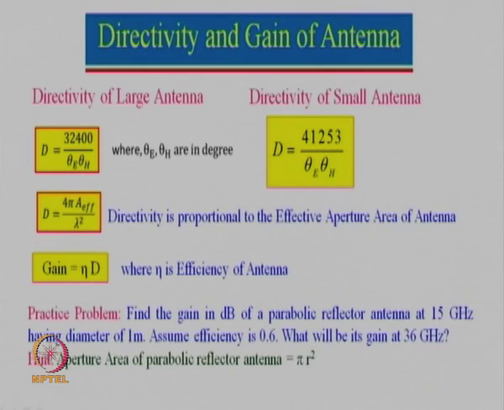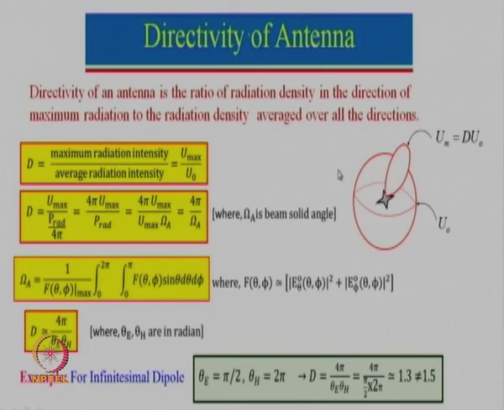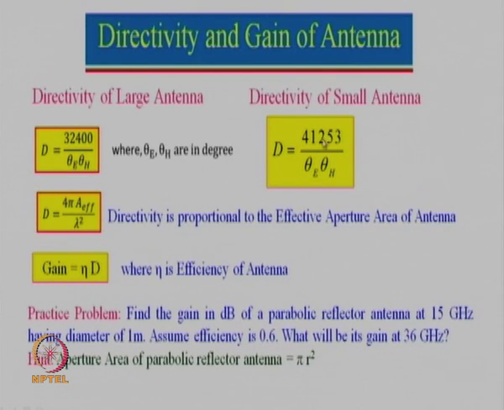So, for small antenna we can use the same expression, which is 4 pi theta e theta h, where theta e, theta h are in radian, but now they are converted in degree. So if you want to convert from radian to degree, all you do is multiply by 180 divided by pi. So over here theta e, theta h are in degrees, and that 4 pi after accounting the 180 by pi becomes this particular number here.